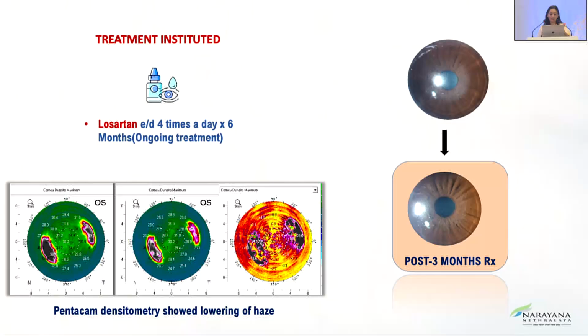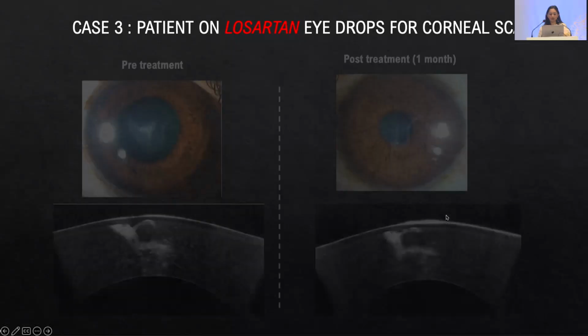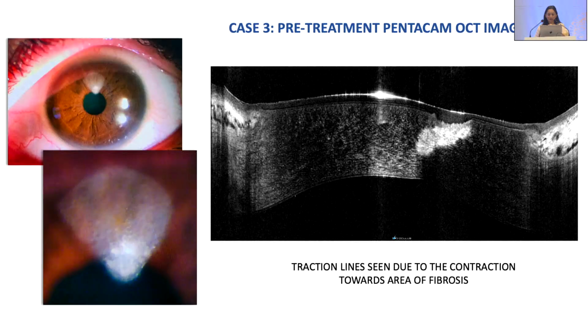Now, we did do a recorrection for this patient for scar removal, but it didn't help, so we did not have one more choice of doing a recorrection, and that's when we went to losartan eye drops. Now, we've used losartan eye drops for corneal scar patients as well. It's ongoing work, but you can see with 1 month of treatment how the scar is coming down, and this is also one more patient where you can see the density of it is coming down with just 1 month of treatment.